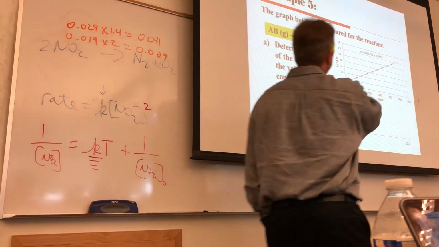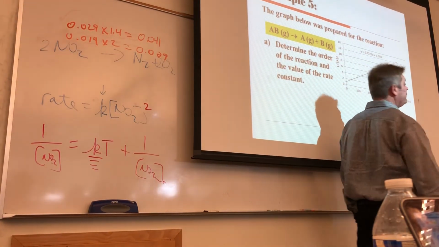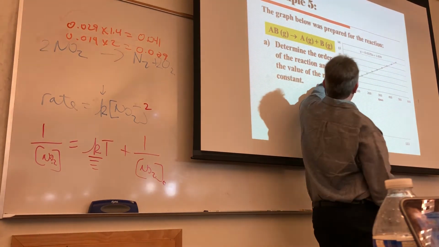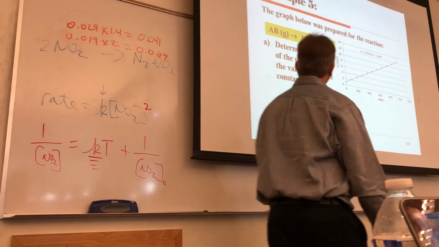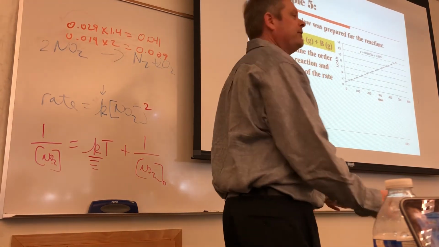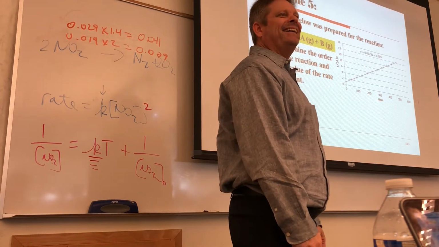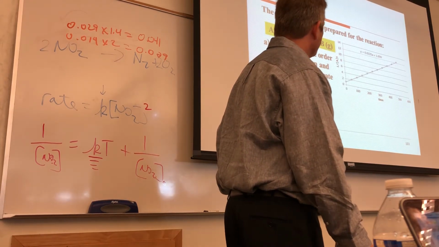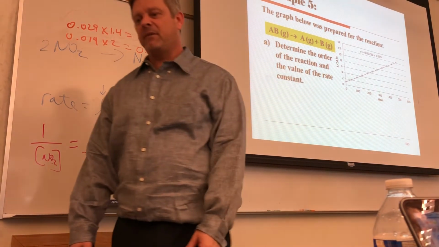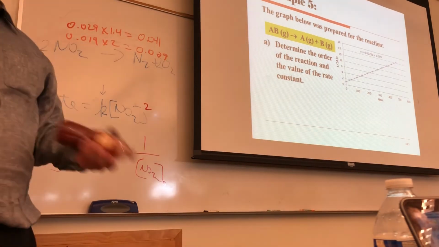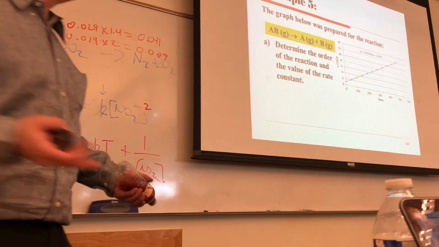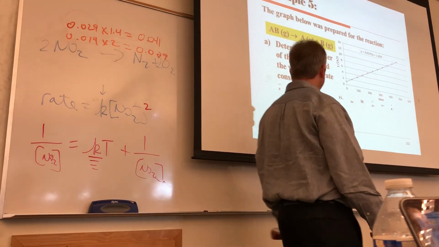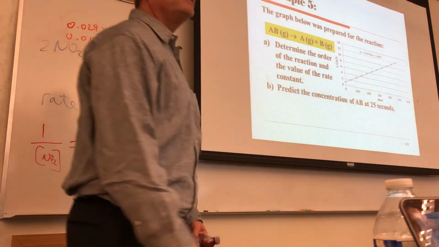And it even gives me all this stuff here with the slope and everything. Wow, this is great. Now, AB, so that means this should be AB in here, right? And it says determine the order of the reaction. We just did that. It's second order, right? What about the value of the rate constant? Can we do that? It's just the slope. Is the slope given? Yes, it's given. All the problems are going to be like that on the exam.